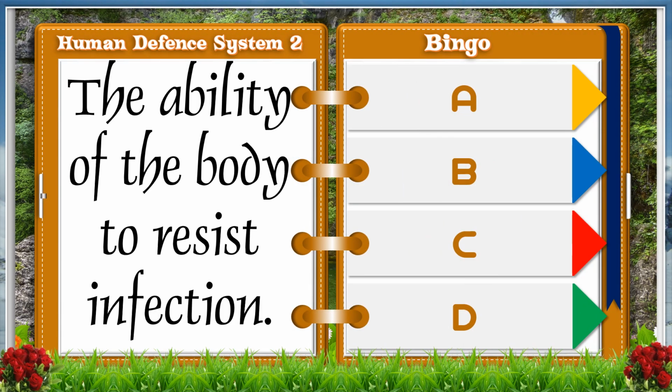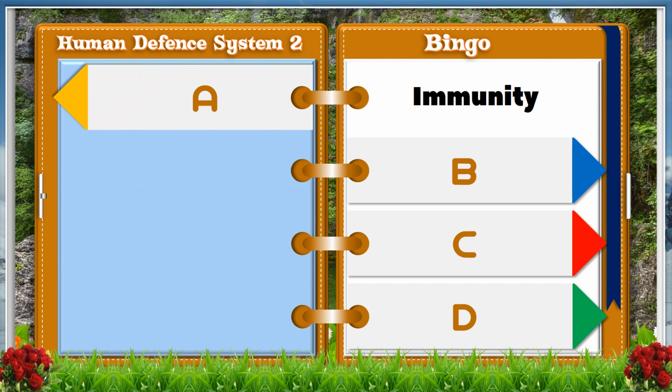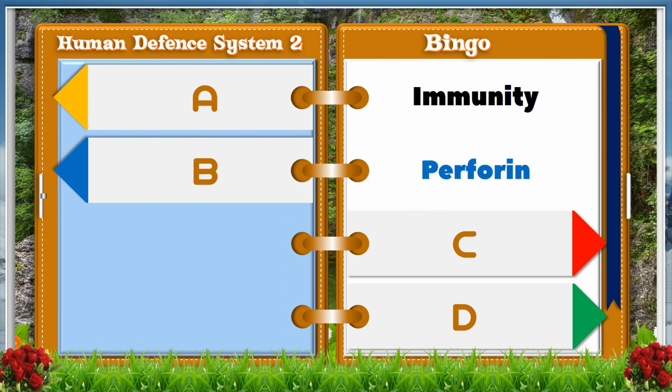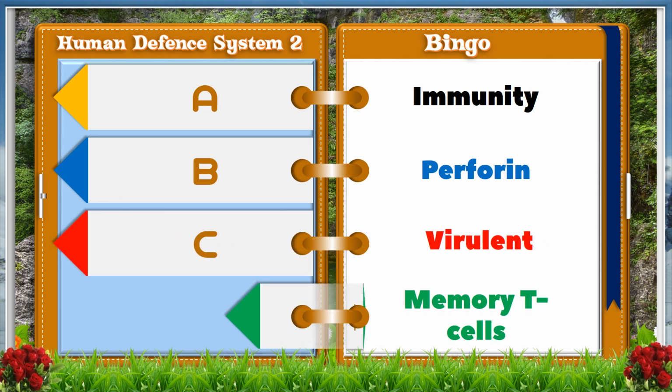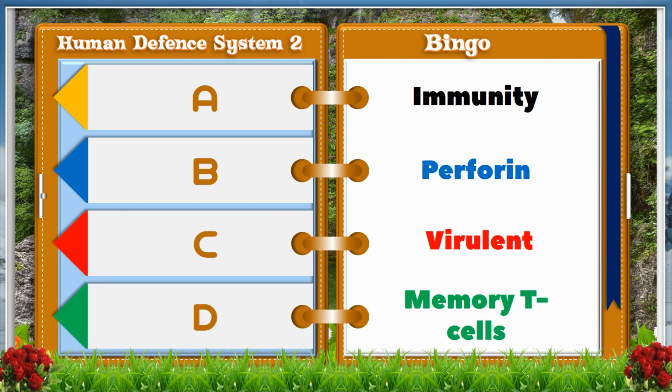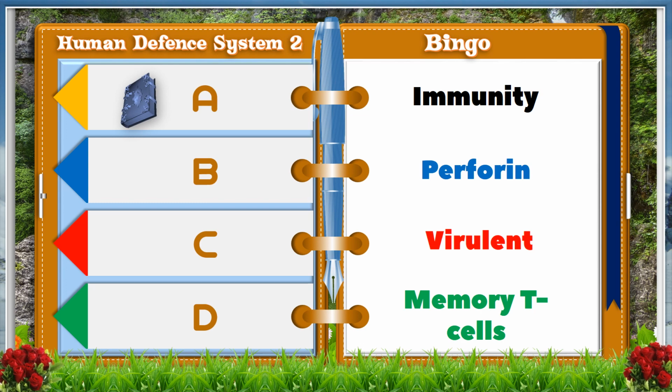The ability of the body to resist infection. A. Immunity. B. Pathogen. C. Virulent. D. Memory T cell. And the answer is A, immunity.